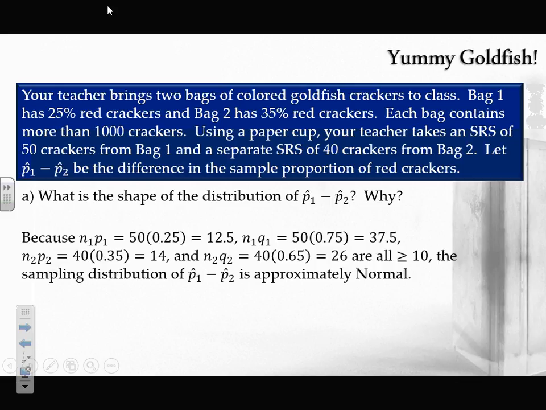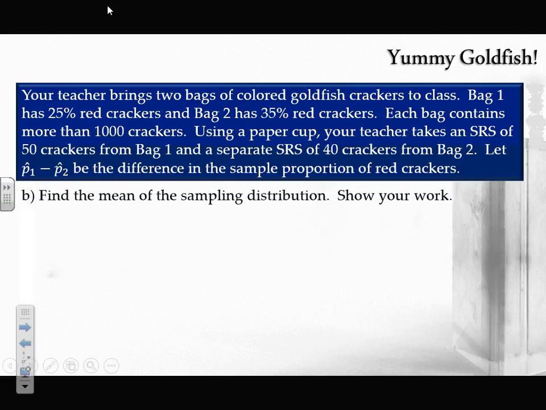So when they ask you to describe the shape, this is your process. Check NP and NQ for both. If it works out, then you have an approximately normal distribution. We okay with that? Okay? Not for proportions. So when we get to means, with means we have that n has to be at least 30. But for here we have to check NP and NQ. All right, next question.